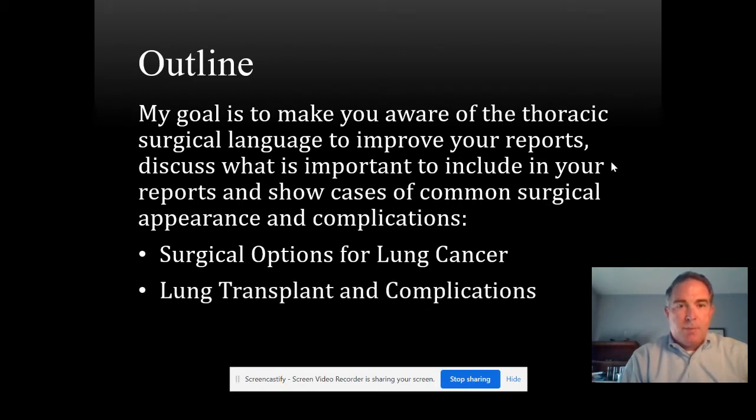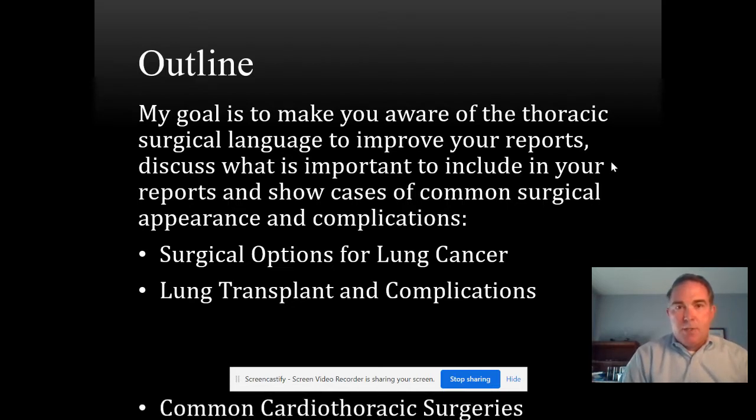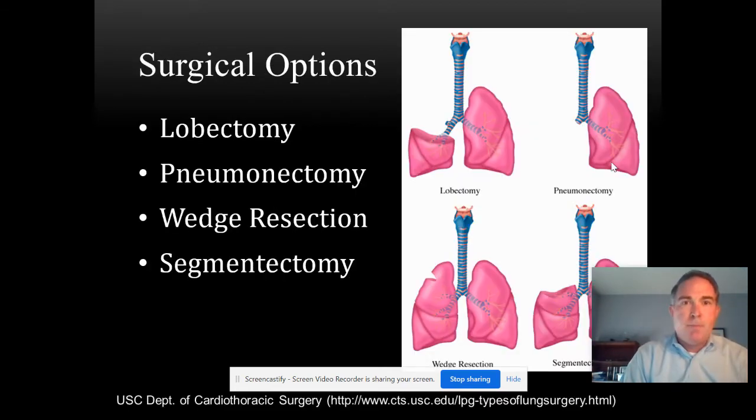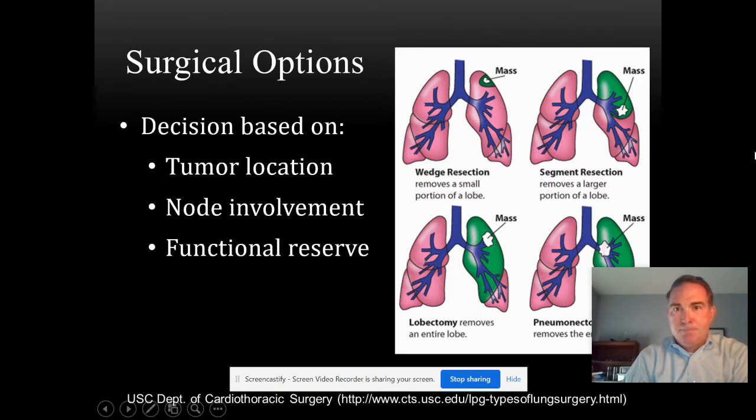I'm going to talk about the surgical options for lung cancer and briefly about lung transplant and subsequent complications. Also run through some common cardiothoracic surgeries, just so you are aware. As far as general surgical options in the chest, you have a lobectomy. They're all pretty self-explanatory, but just to be familiar with the nomenclature, pneumonectomy is removal of the entire lung, wedge resection is when you just take a little wedge out, and then segmentectomy, a segment.